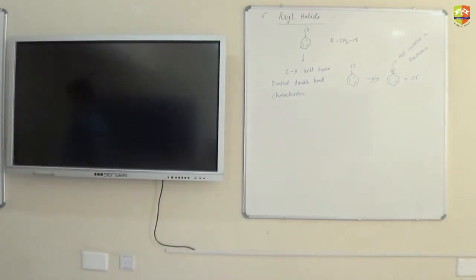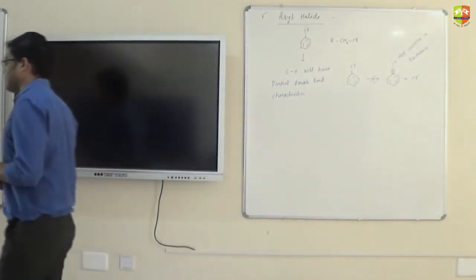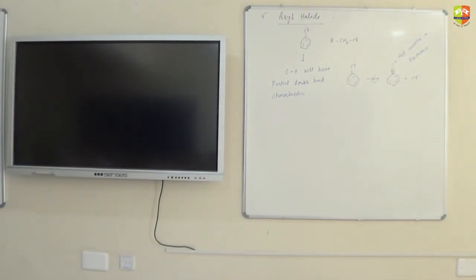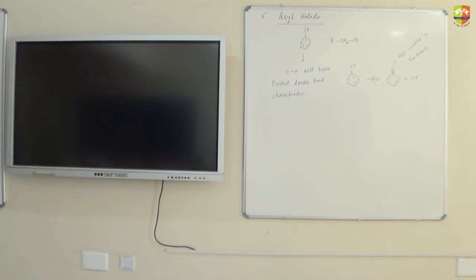the reactivity of aryl halide is less than that of alkyl halide, since the aryl halide has a tendency to show plus M effect, and hence the carbon halogen bond has partial double bond characteristics, which makes this carbon halogen bond stronger than that of alkyl halide. Another one, next slide: write down this reaction here.